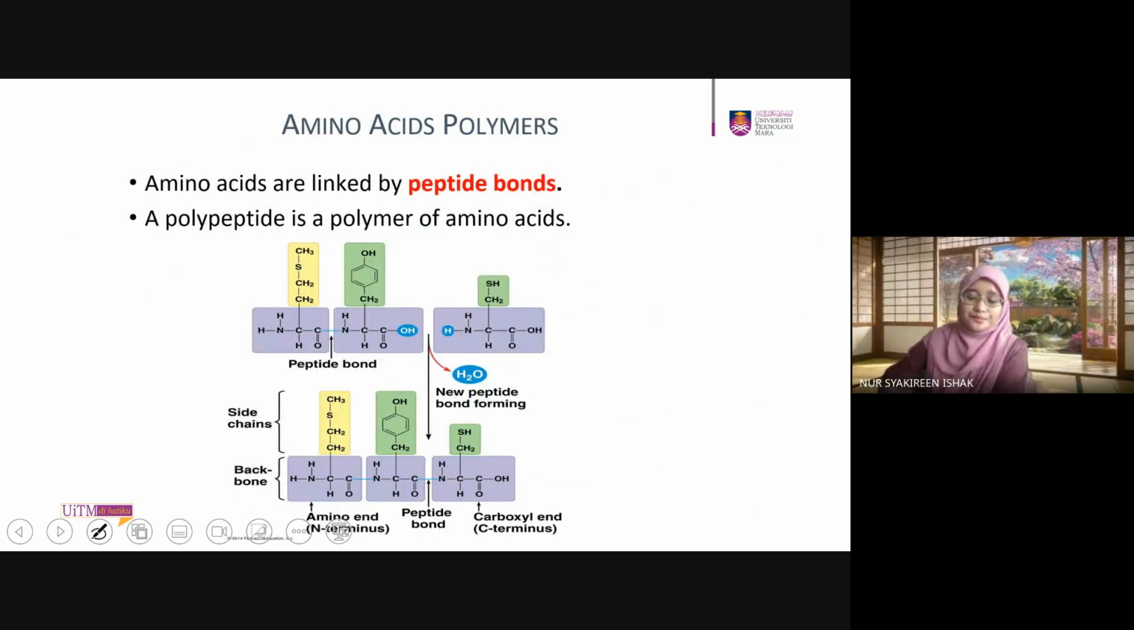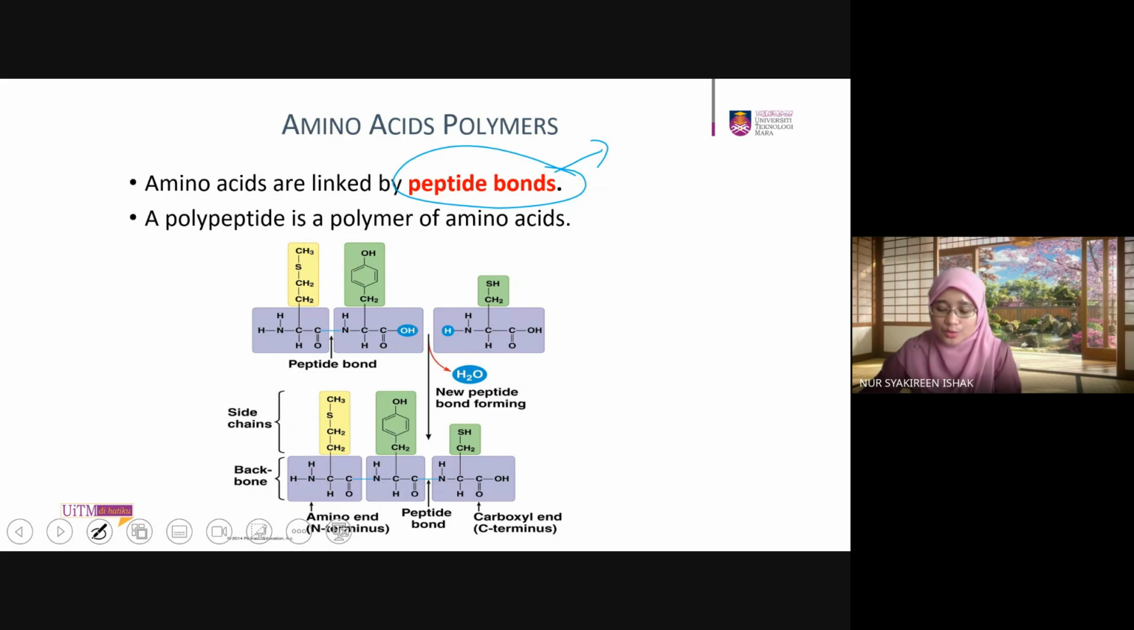Okay, so next, amino acid polymers. So amino acids are linked by peptide bond. One amino acid attached to another amino acid, attached to another amino acid. The linkage between these amino acids to form a polymer, we call it peptide bond. So peptide bond is a type of covalent bond because it is the bond between atoms in the molecule. Polypeptide chain is considered as a molecule. It is a strong bond between the amino acids. So a polypeptide is a polymer of amino acids.